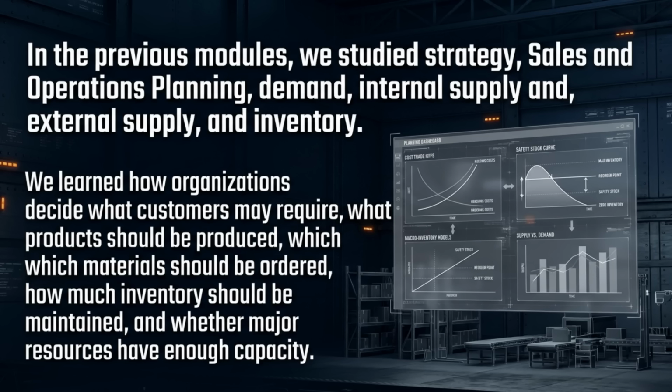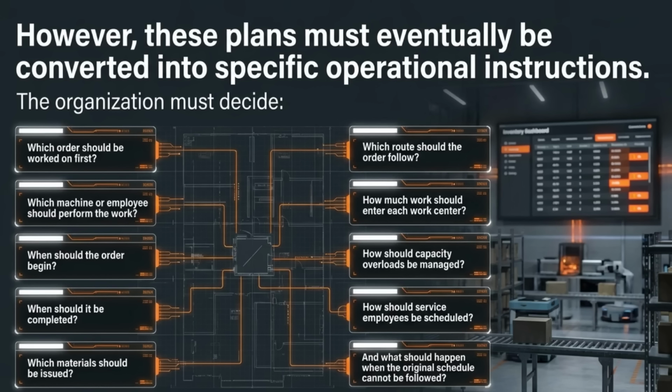In the previous modules, we studied strategy, sales and operations planning, demand, internal supply, external supply, and inventory. We learned how organizations decide what customers may require, what products should be produced, which materials should be ordered, how much inventory should be maintained, and whether major resources have enough capacity. However, these plans must eventually be converted into specific operational instructions.